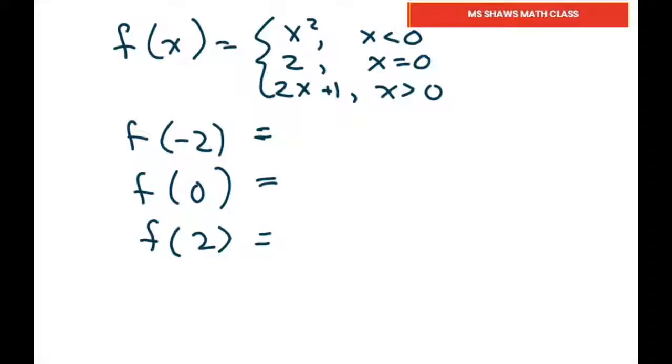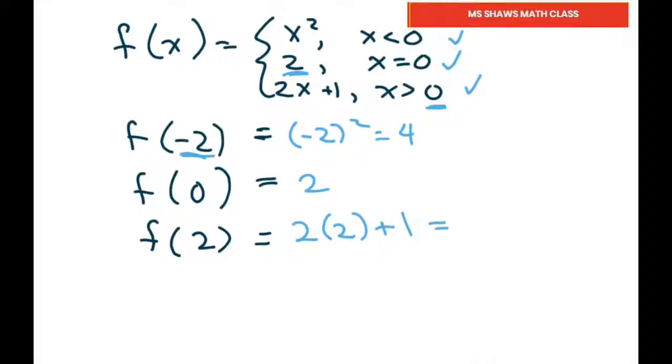So let's evaluate these. We have negative 2, which belongs to this upper portion. So negative 2 squared equals 4. Then 0 goes here, and that just equals 2. And for 2, that goes in this part, so you plug in 2 times 2 plus 1, and that equals 5.